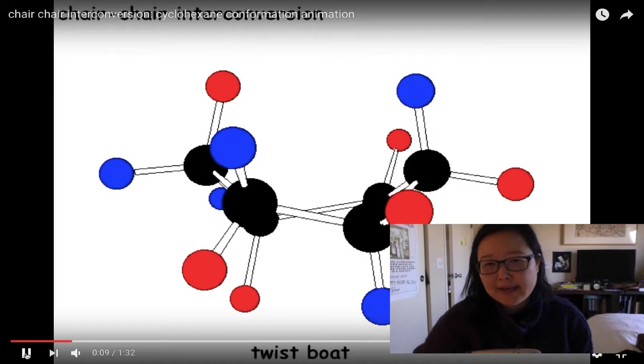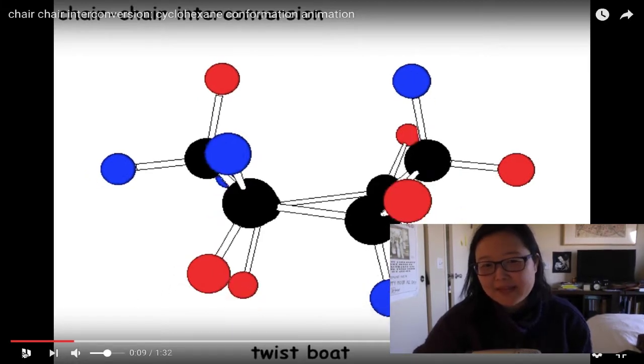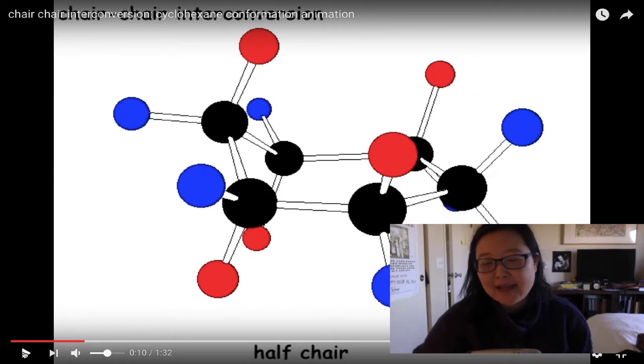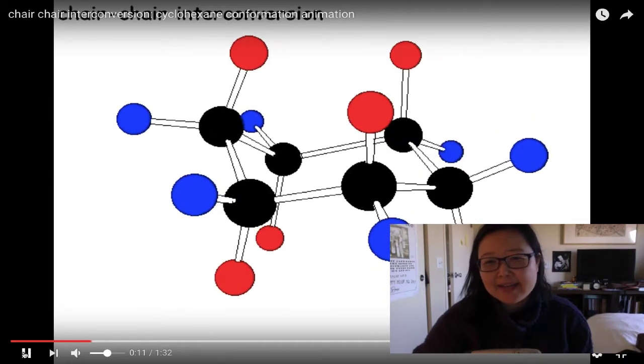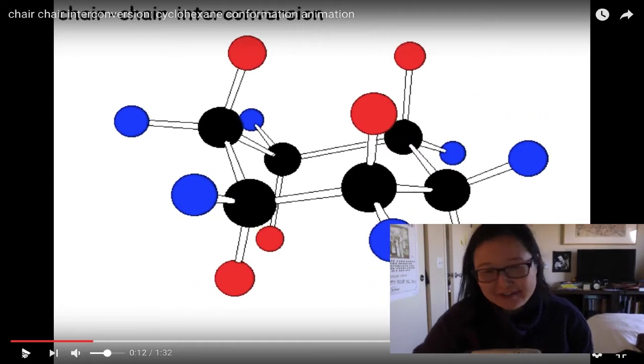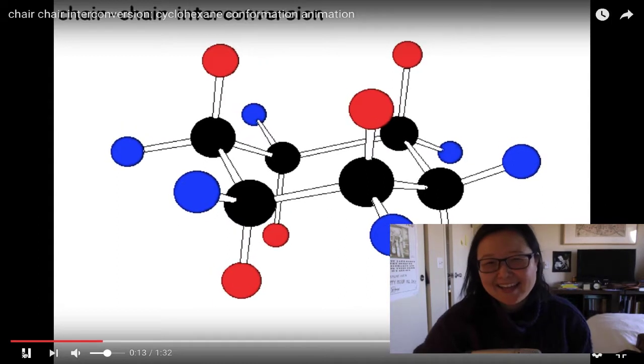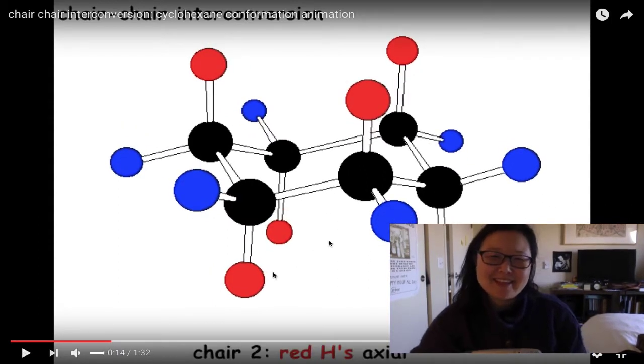So it's going to quickly get out of that by twisting again, trying to get these farther apart. And then into the half chair, and then into the chair finally. All right, and there we go. Nice even chair, axial straight up and down. You can see those in red.